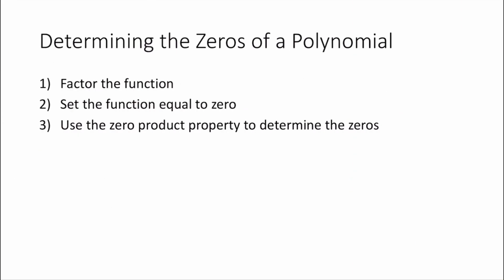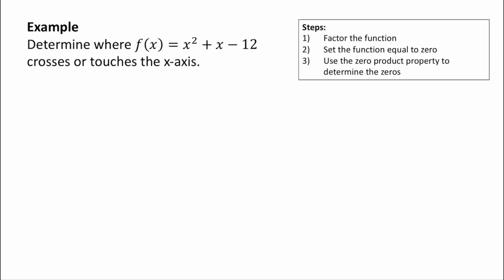So you can determine the zeros of a polynomial by factoring the function, setting the function equal to 0, and using the zero product property to determine the zeros. So let's determine where f of x equals x squared plus x minus 12 crosses or touches the x-axis. We're going to start off by setting this function equal to 0, right? We have 0 equals x squared plus x minus 12. Since a is 1, we're going to look at negative 12 and figure out the factors of negative 12 that will add up to the b term, which is 1.